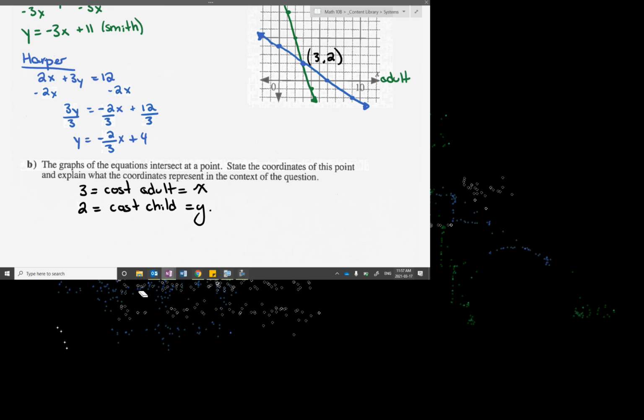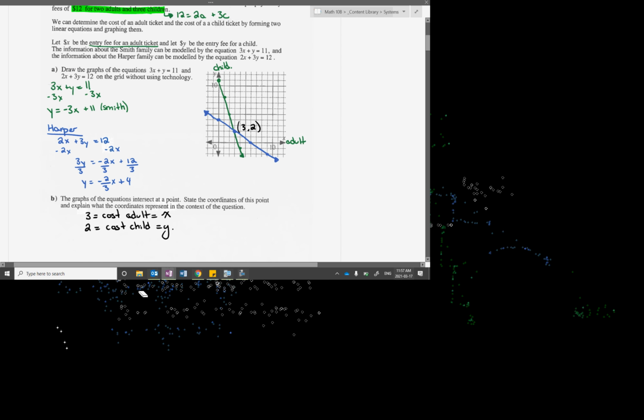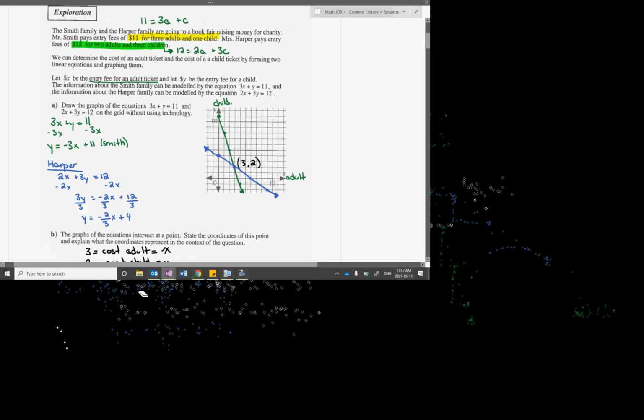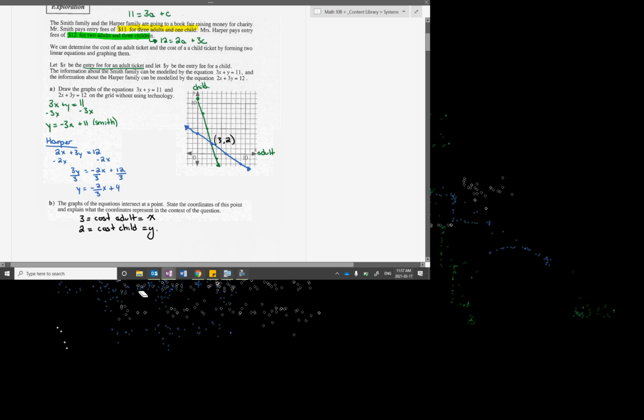Because remember, originally we were told that the Smiths had 3 adults and 1 child, versus the Harpers had 2 adults and 3 children. So if we plugged in the 3 and 2 into those blanks in our equations, we would get the correct dollar amount. So the point where the 2 lines cross is a point where it satisfies both equations. And so it proves to us that's the dollar amount for them going to this book fair. Turn the page and we'll go through a couple more examples to explain why this happens.